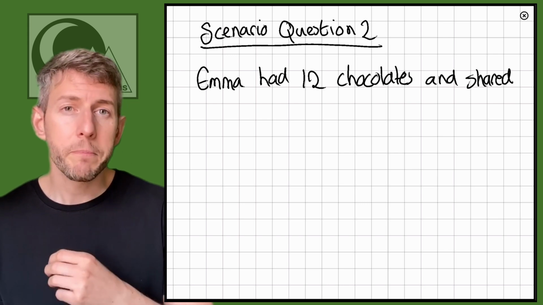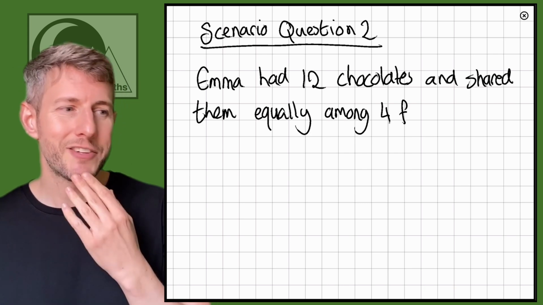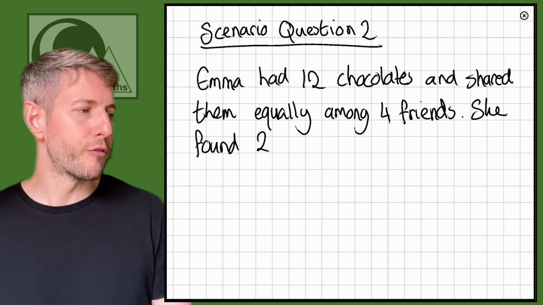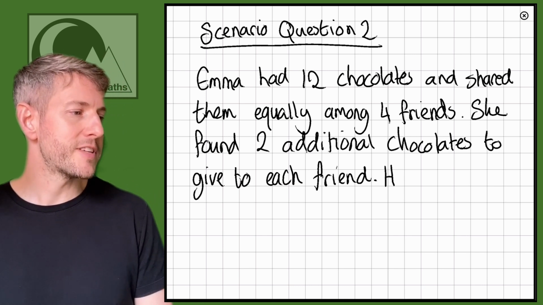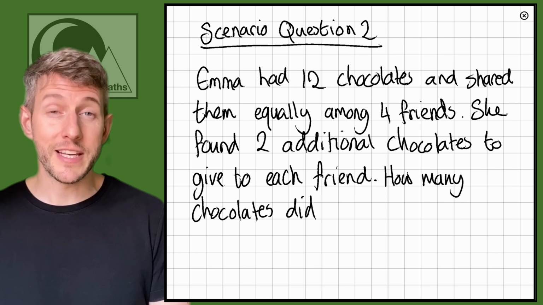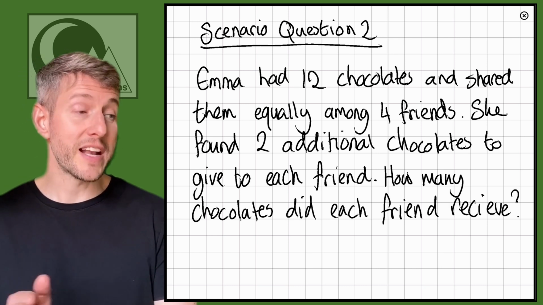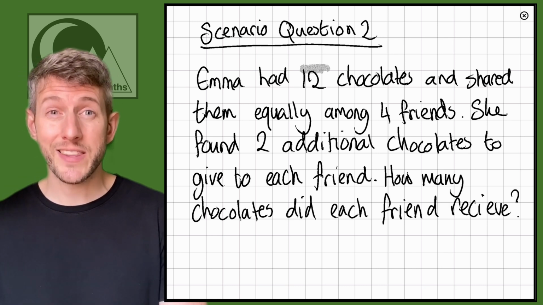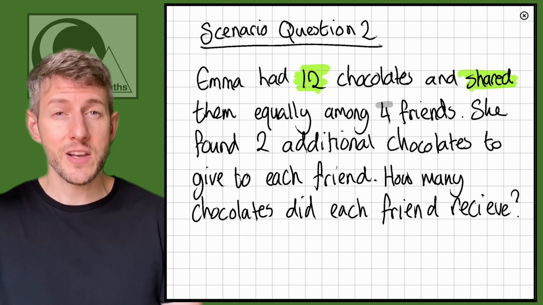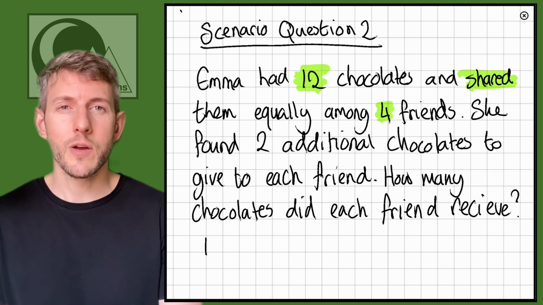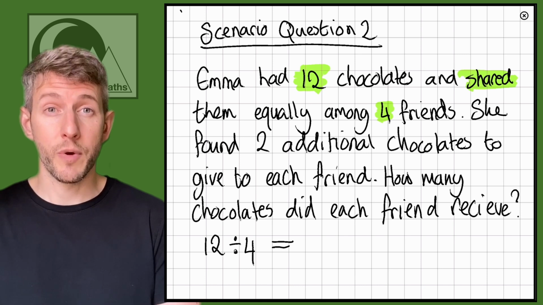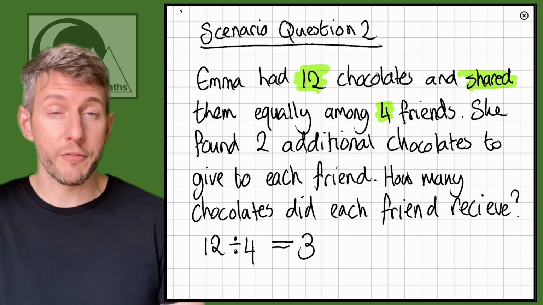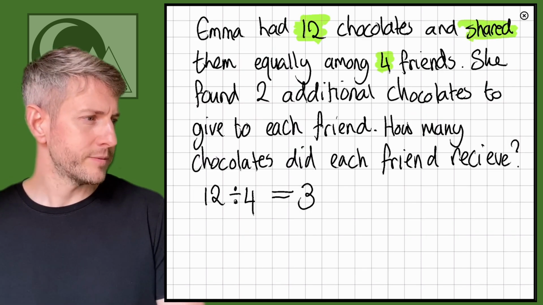Question 2. Emma had 12 chocolates and shared them equally among 4 friends. She found 2 additional chocolates to give to each friend. How many chocolates did each friend receive? So she had 12 chocolates and she shared them between 4 friends. So shared implies divide. So she's got 12 and then she divided that by 4. Okay, so 12 divided by 4 gives us 3.